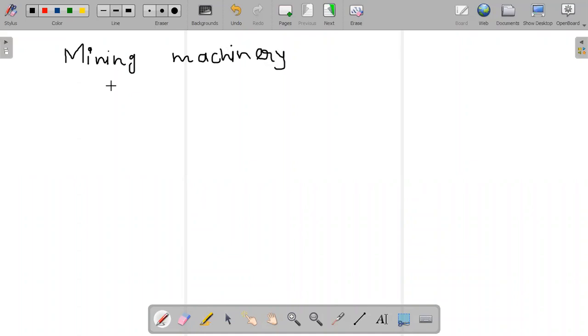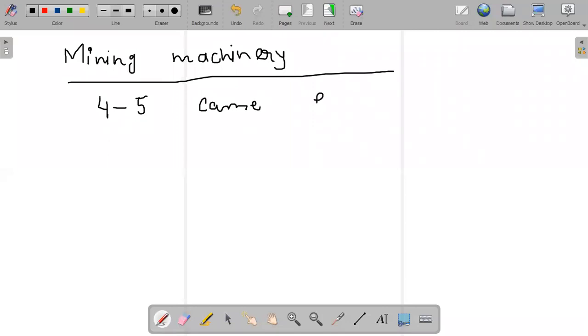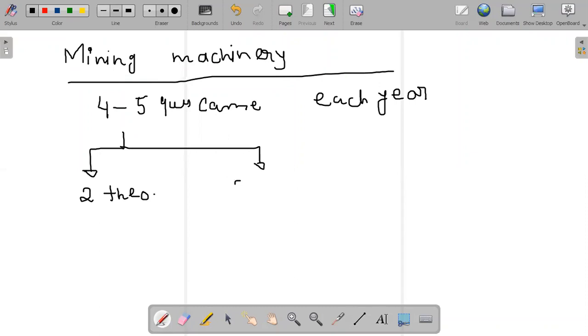ठीक है, in this chapter I think a total of 4 to 5 questions came each year. इतना ही आता है ना, 4 to 5 questions. In which there will be 2 theoretical questions and 3 to 4 numericals. And mining machinery numericals are very easy.